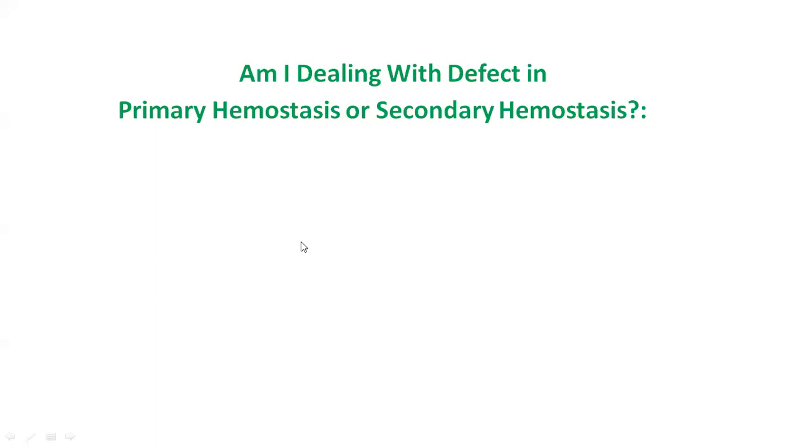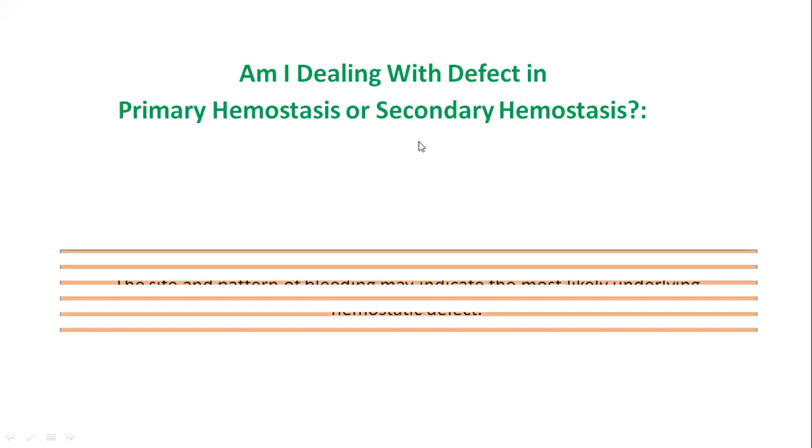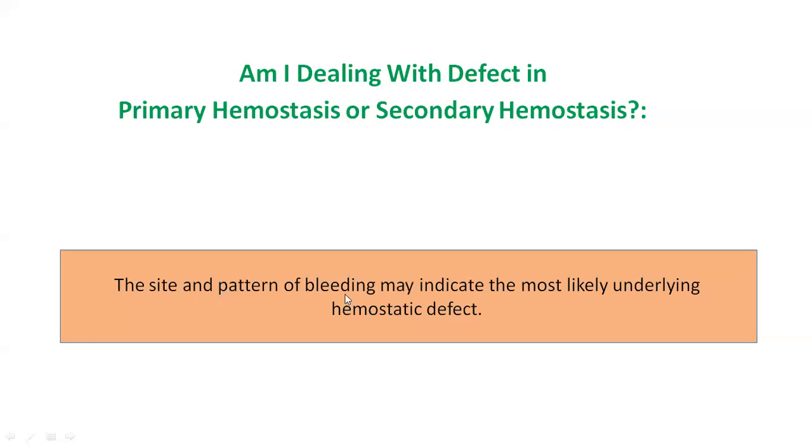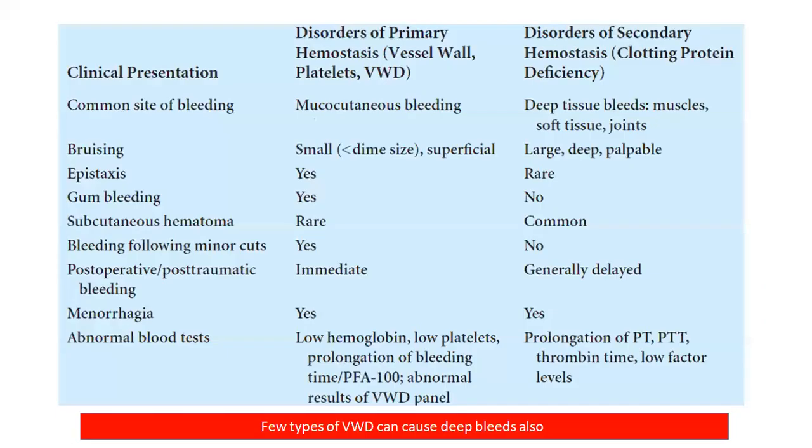It's mucocutaneous bleeds. The most common presentation of a primary hemostasis defect is mucocutaneous bleeds, like epistaxis, oral bleeds, petechiae, and small purpuras can be possible. Mucocutaneous, superficial. If the problem is secondary hemostasis, it's hemarthrosis, the deep bleeds. So muscular bleeds, joint bleeds. So that's the main difference. The site and pattern of bleeding may indicate the most likely underlying hemostatic defect. If you have deep bleeding like muscle, soft tissue and joints, it's most likely secondary hemostasis.